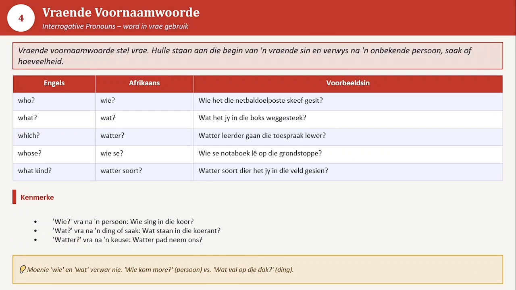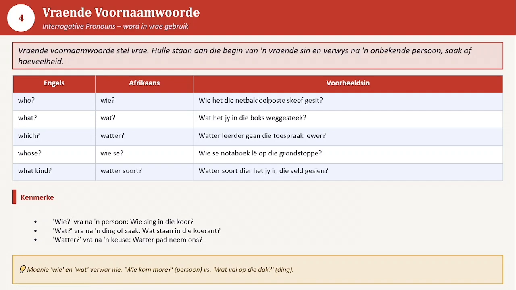Then vraende voornaamwoorde. So these are pronouns that are used in questions. Wie, wat, watter, wies, wiese, watter soort. So basically anything that looks like a question, that will be the vraende voornaamwoord. So this one I feel like is quite easy. When you're asking wie, you are referring to a person. When you're asking wat, you are referring to a thing or a specific issue. When you're asking watter, you're asking after a choice, like which one should we take? So I think this one is quite easy to identify.